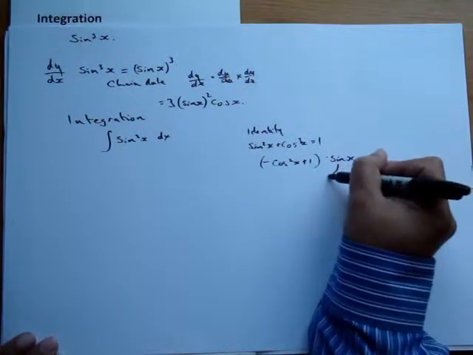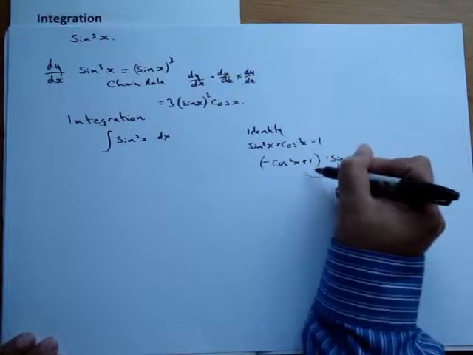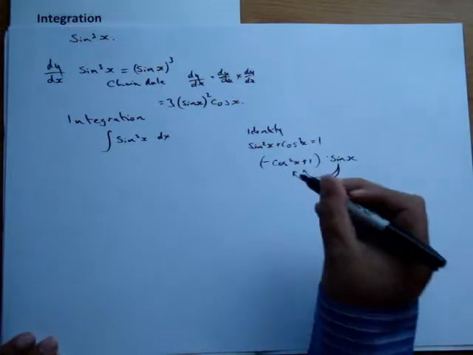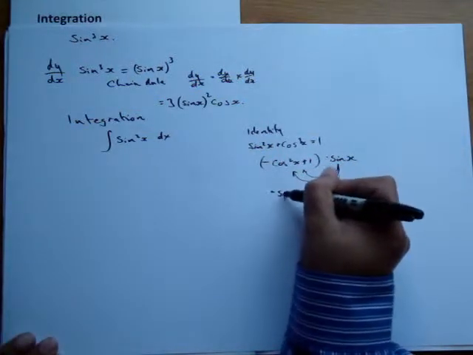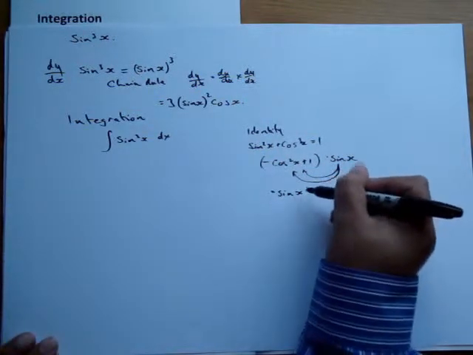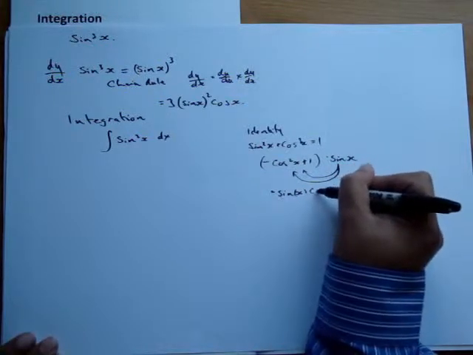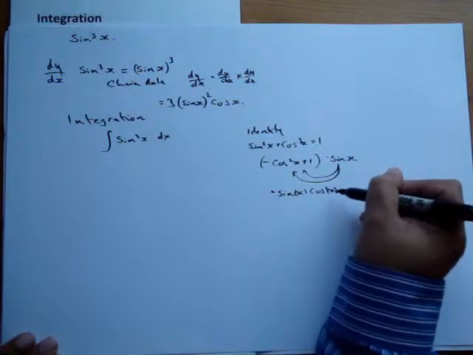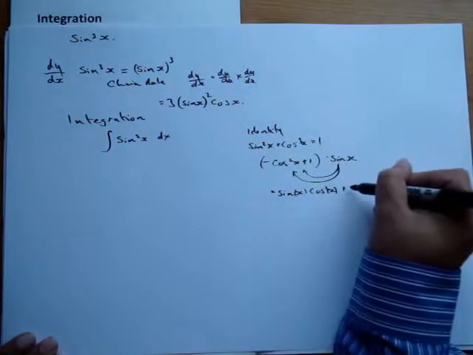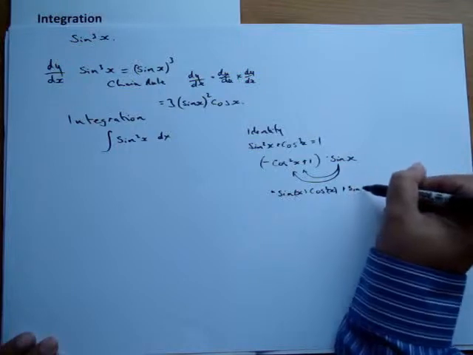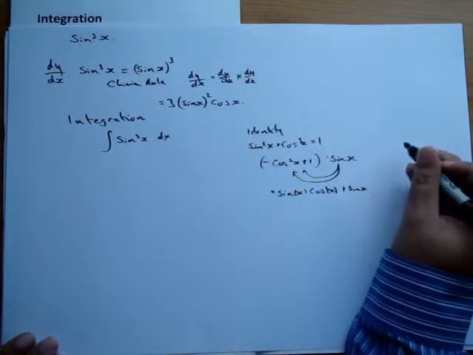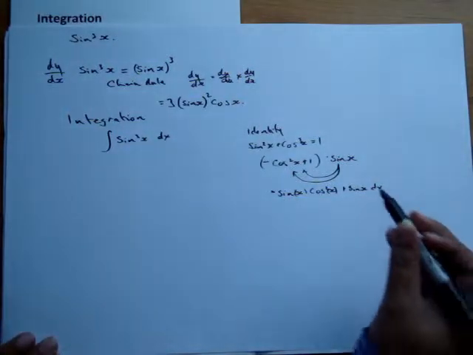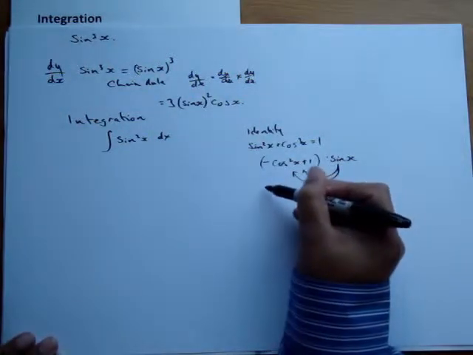If we distribute the sine x into the brackets, we get minus sine x cos squared x plus sine x dx. And this is what we want to find the integral of.